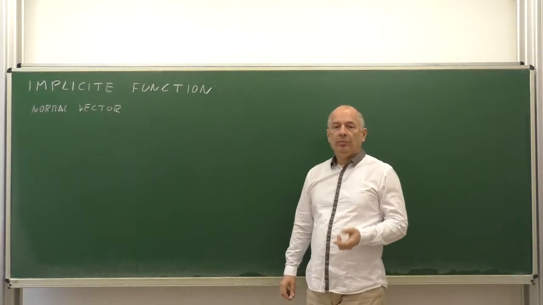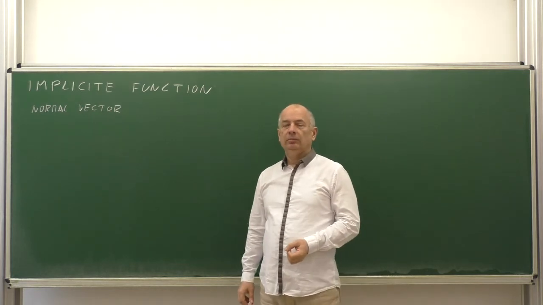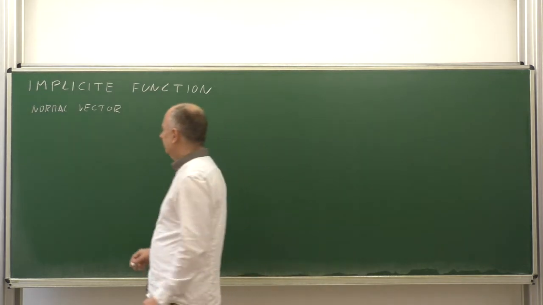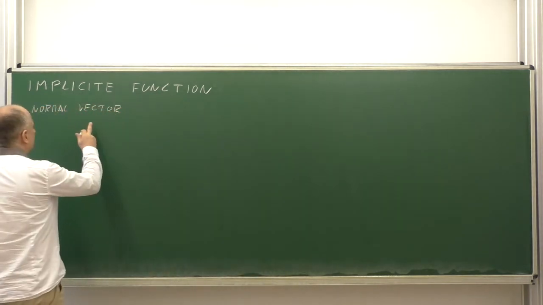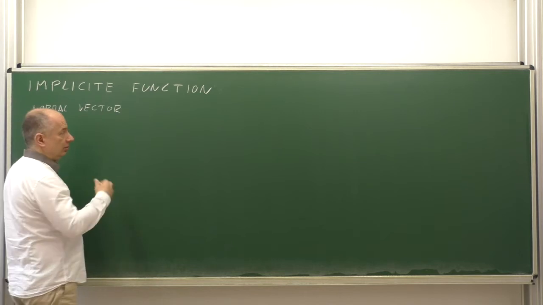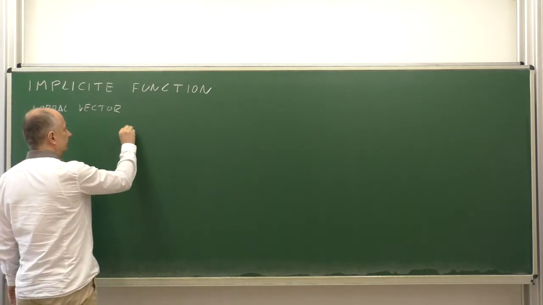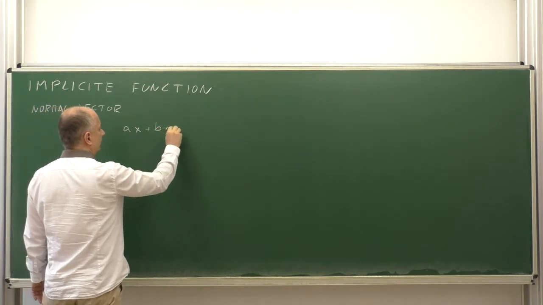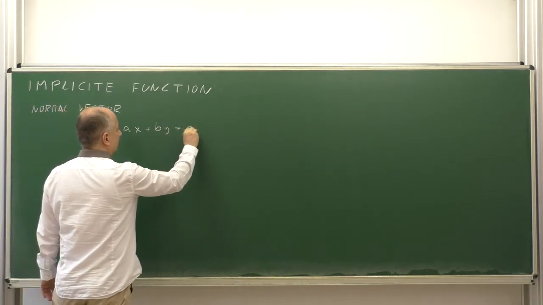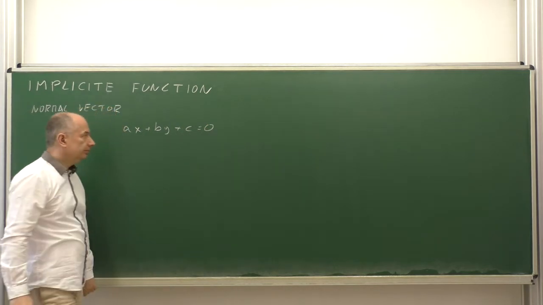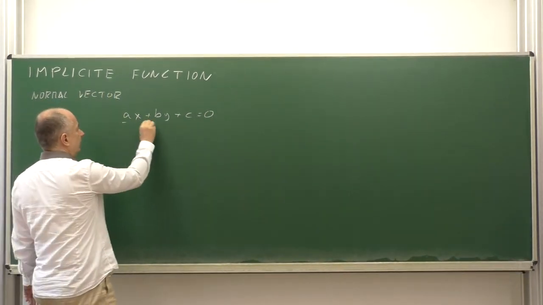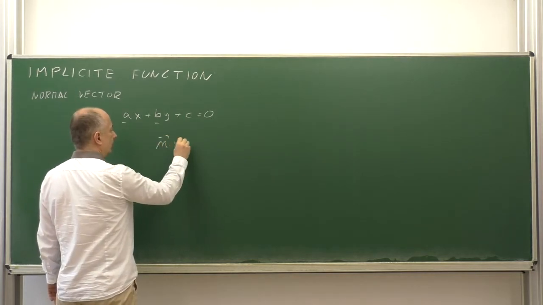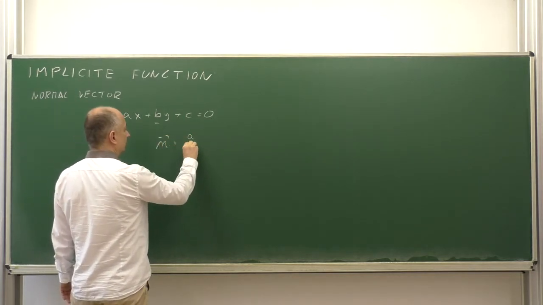When we talk about implicit function of one variable, we can also compute the normal vector to the curve. If we go back to linear function or straight line, then the straight line has the equation ax plus by plus c is equal to 0. And these two coefficients at x and y are components of the normal vector.